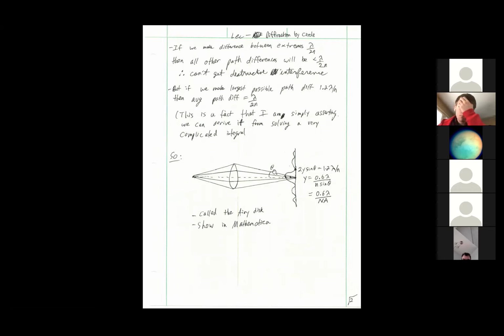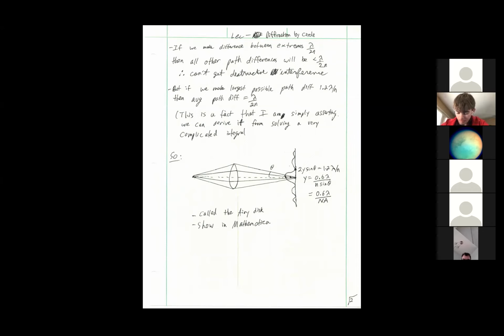Right? And what that means is if we go out to here, then at this distance y from the center, 2y sine theta equals 1.2 lambda over n, or y is 0.6 lambda over n sine theta, or 0.6 lambda over the numerical aperture. That's how far from focus you can go if we have a diffraction limited lens before you get a 0 of intensity. Any questions?